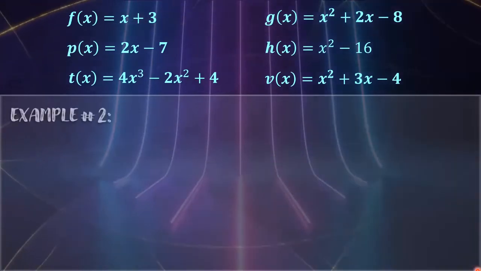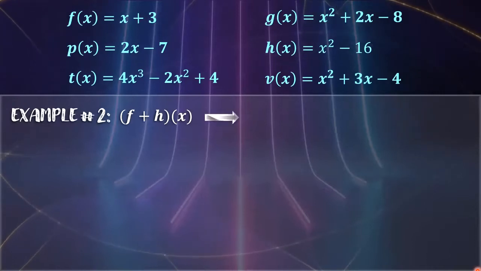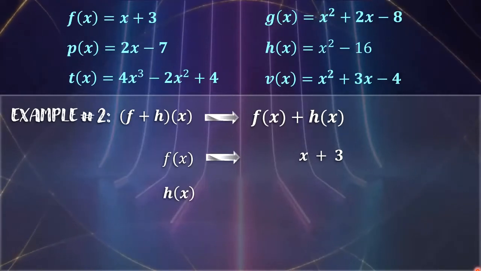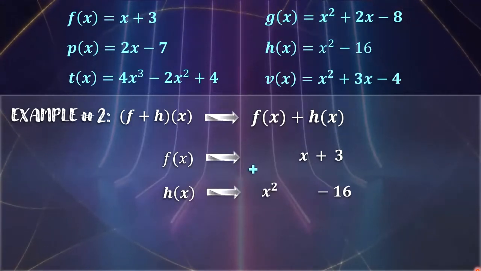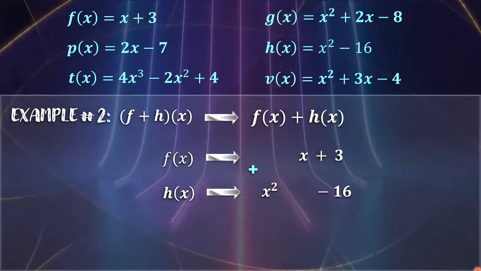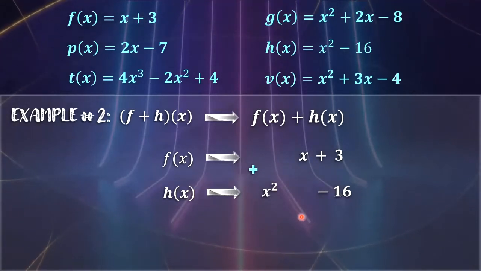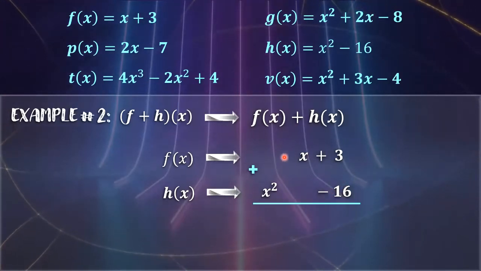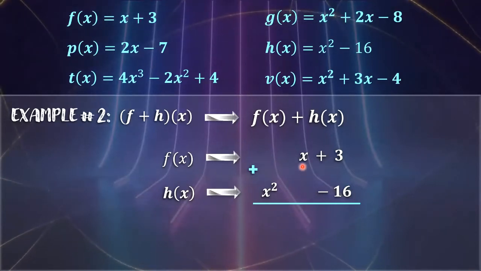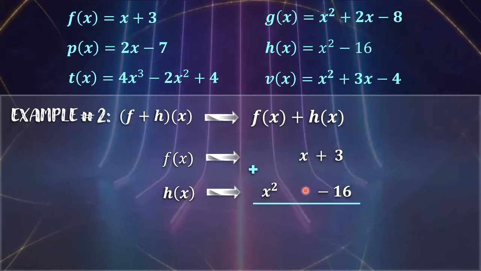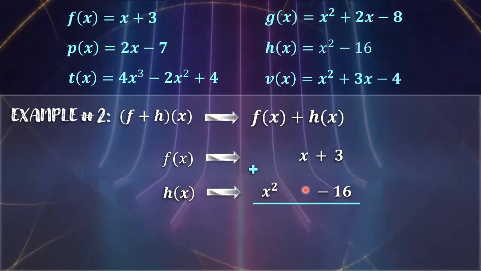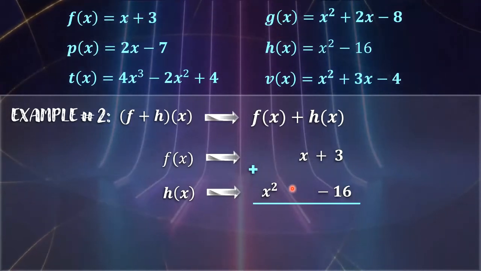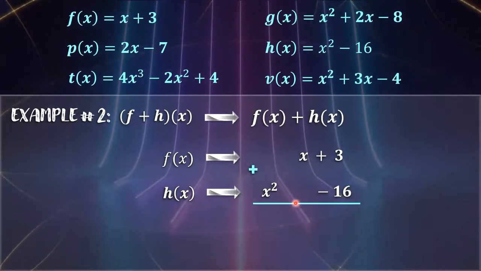Example number 2, we have here the sum of f of x and h of x. The value for f of x is x plus 3, and the value of h of x is x squared minus 16. Okay, class, this is how we input our functions for us not to be confused about what to combine and not to combine. Since we don't have x squared in the first function and the x variable having a degree of 1 in the second function, if a term does not exist in a function, just leave it blank or leave a space. Now let's solve for the sum of the two functions.